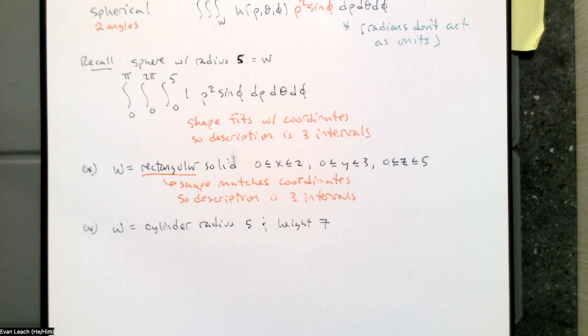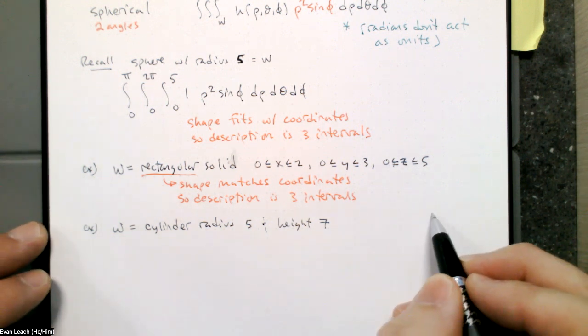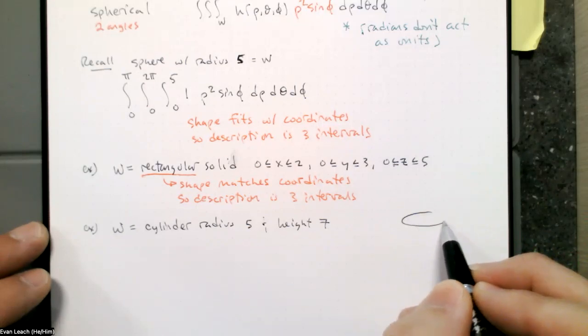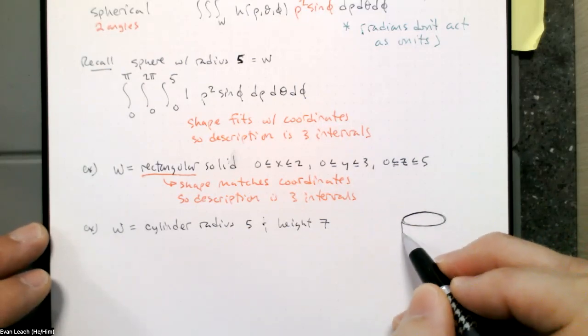So if we want to describe, say, a cylinder with a radius of 5 and a height of 7, the best coordinates would clearly be cylindrical coordinates because the shape will match the coordinates. So your description is just going to be 3 intervals. So let's draw a picture of this cylinder. I didn't specify where this cylinder was, so let's put it in the most convenient location.